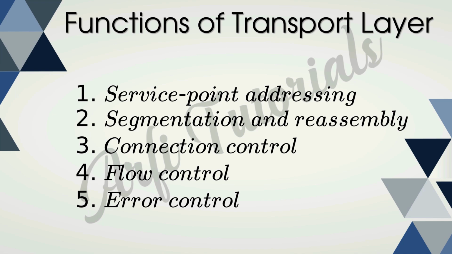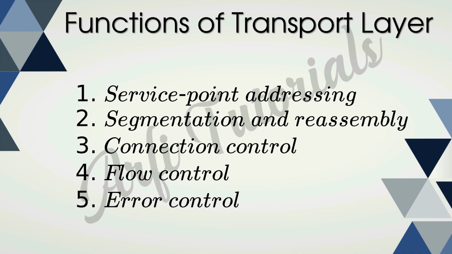Second, segmentation and reassembly. When the transport layer receives the message from the upper layer, it divides the message into multiple segments, and each segment is assigned a sequence number that uniquely identifies each segment. When the message has arrived at the destination, the transport layer reassembles the message based on their sequence numbers.